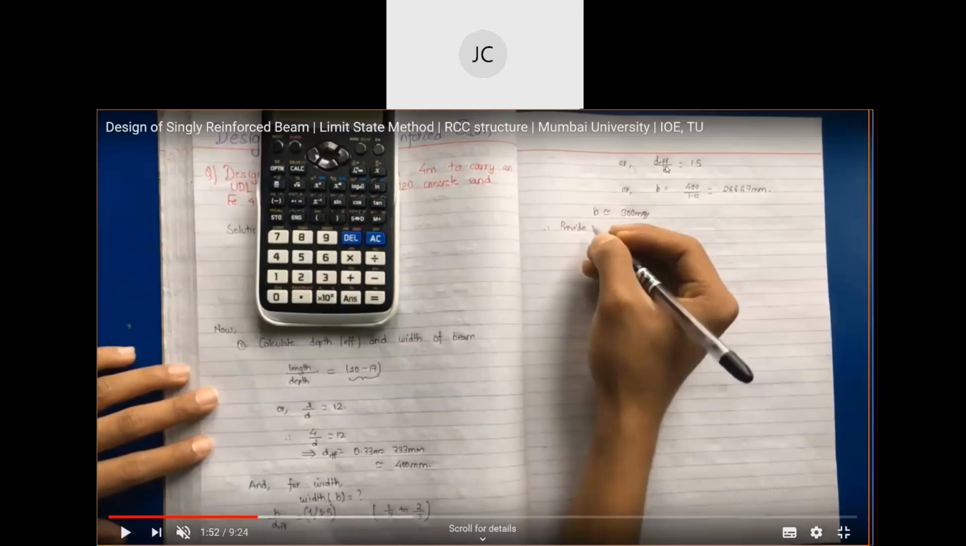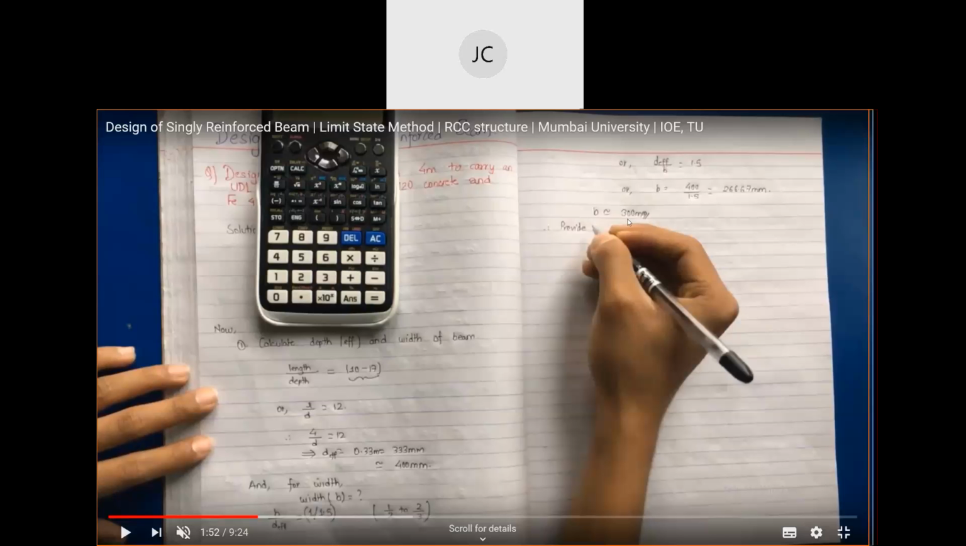We know the effective depth, they have assumed 400. So B will be 400 divided by 1.5, which is 266.67. For easy calculation, they have assumed B equal to 300 millimeter. These are just assumed values. After doing the calculation, we have to check whether our assumption is correct or wrong.